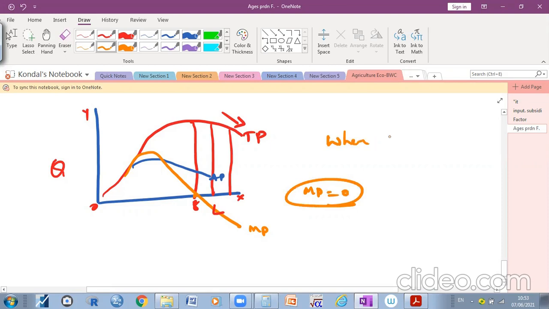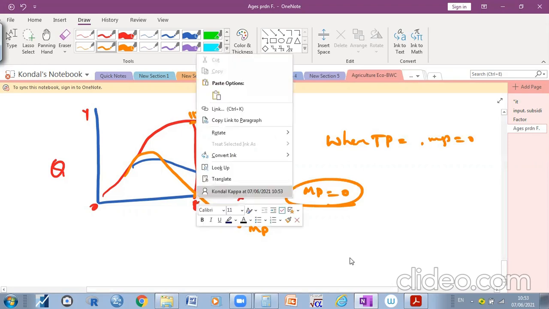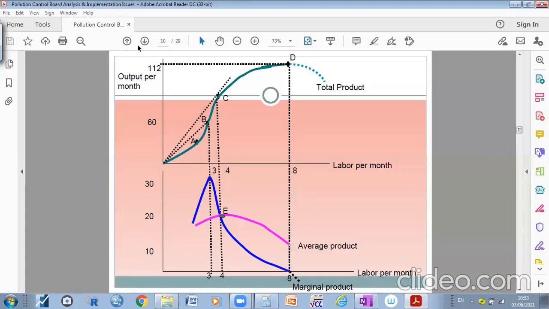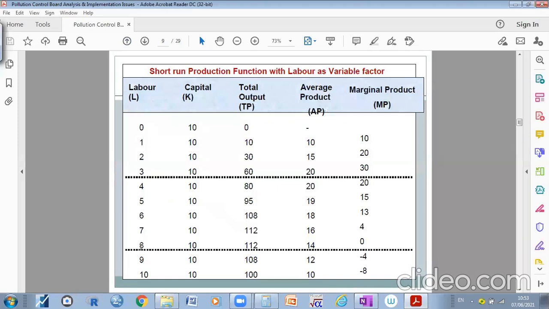So here, when TP is at its highest, nothing but TP is at peak level, MP is 0. See here, when the TP is at the highest level, that is 112, the MP is 0. Mathematically, when the 8th labor's total production is 112, the highest, the marginal production is 0.